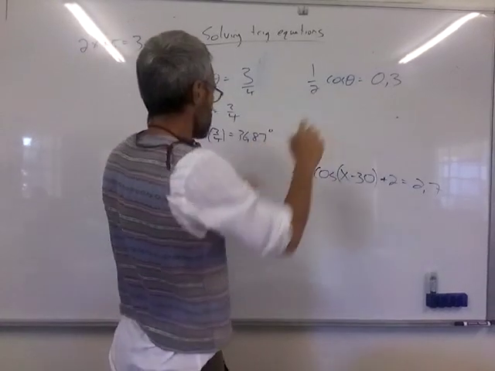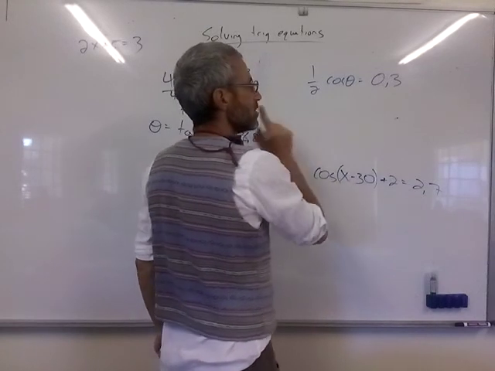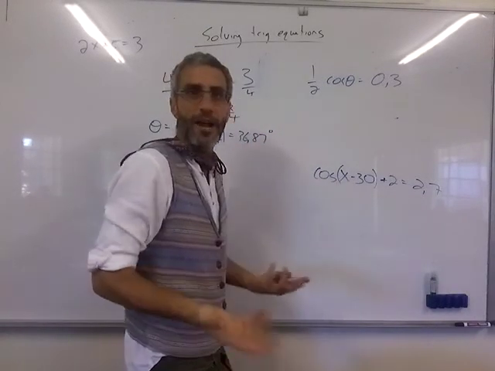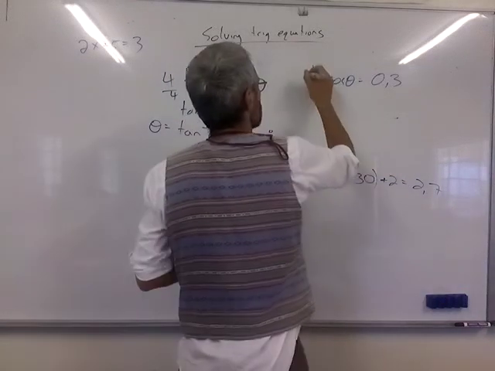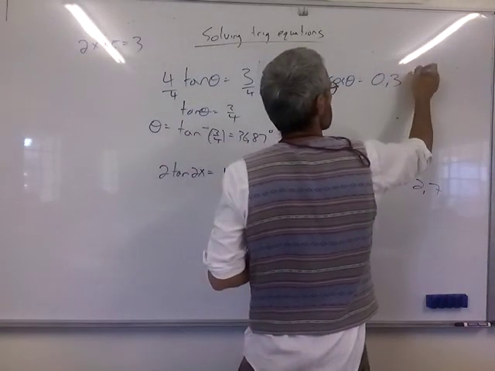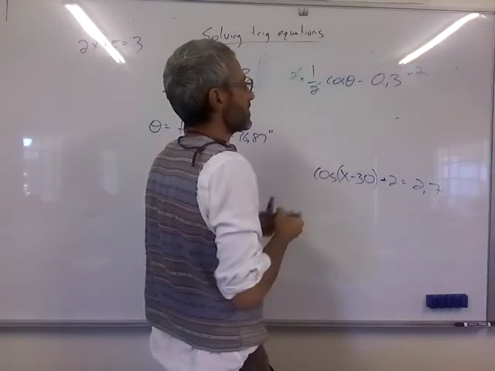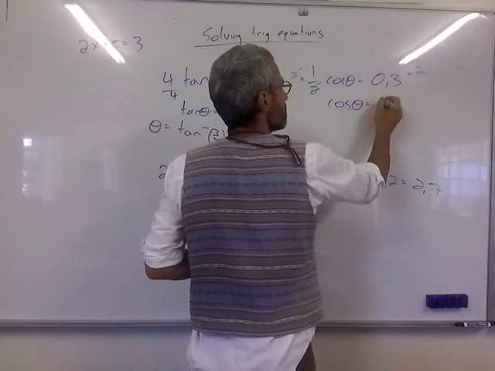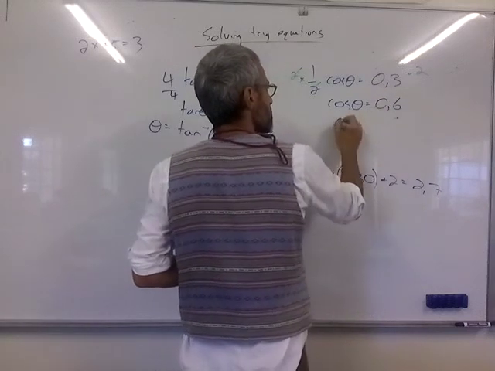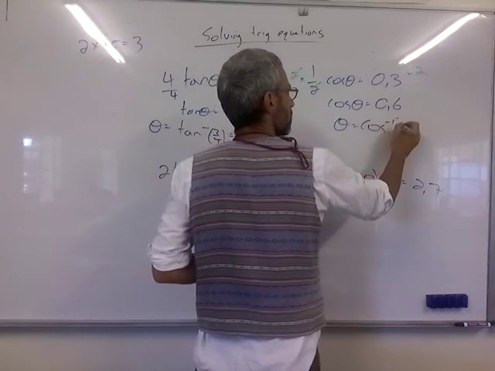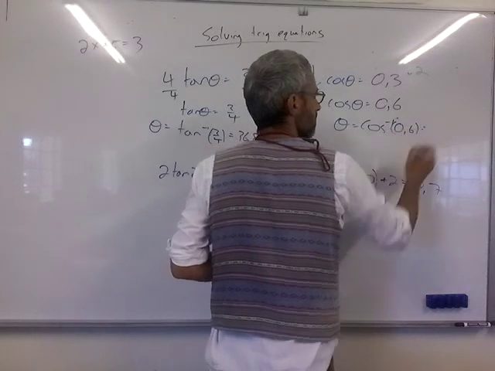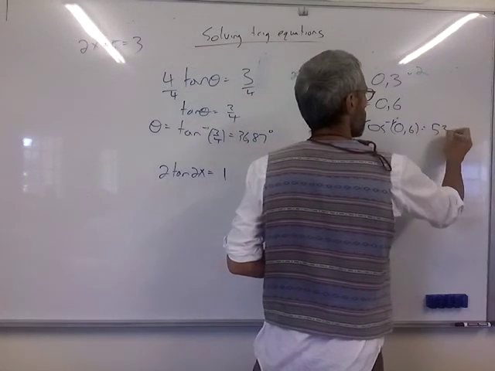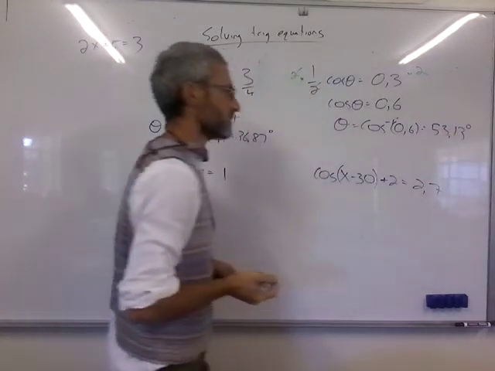What about here? What should I do here? Times it by 2, or divide by half. Dividing by half, timing by 2 is the same. Look, if I'm timing this side by 2 and this side by 2, then obviously that's going to cancel. And again, I got rid of the half. So cosine theta equals 0,6. So theta equals cosine minus 1 of 0,6, which is 53,13, and we're not forgetting the degree sign.